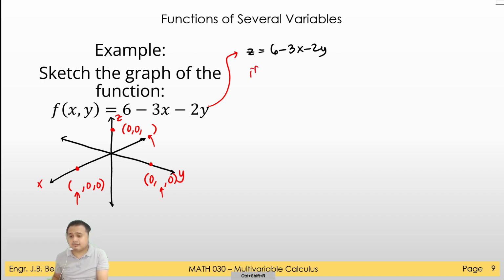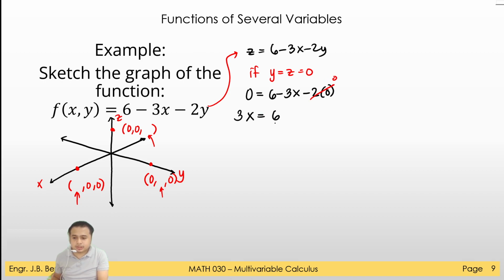Let's start with the x intercept. If y and z are equal to 0, then we can substitute here y and z equal to 0. So 0 is equal to 6 minus 3x minus 2 times 0. The last term simplifies into 0. So 3x is equal to 6, therefore x is equal to 2. So therefore we have 2 here.